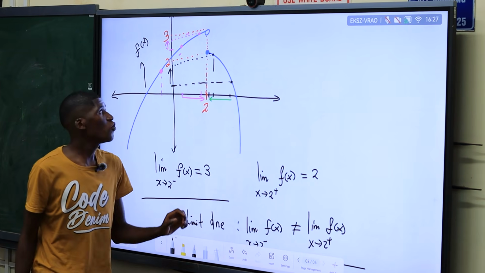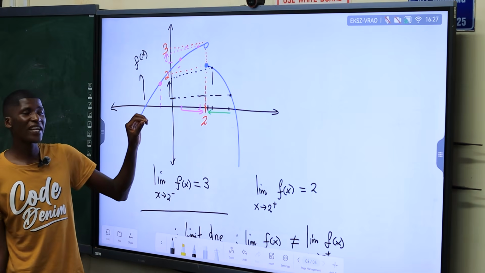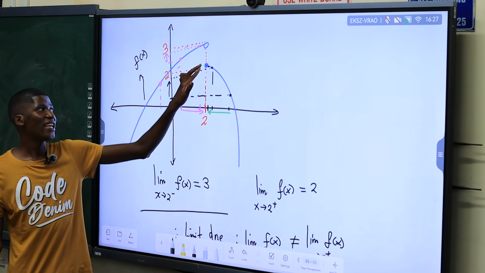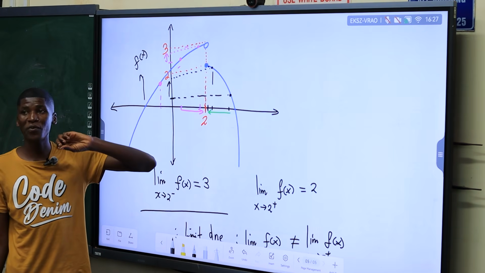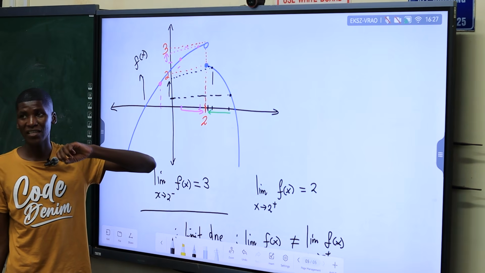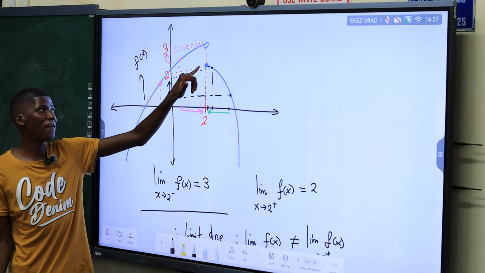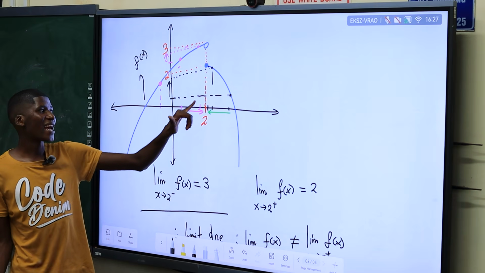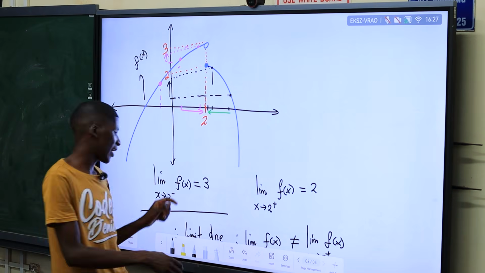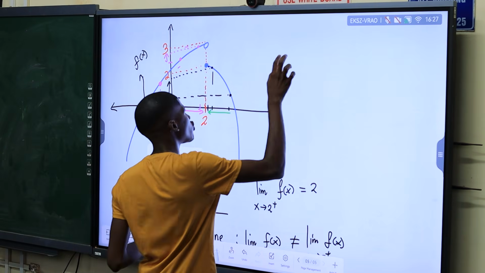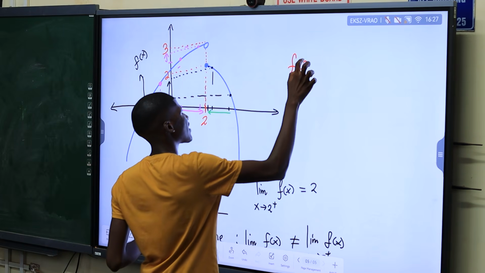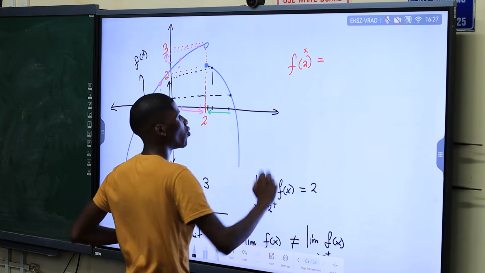Remember, when we define our piecewise function, a shaded dot means that the function is defined at that point. The function is defined at this point. What is f at 2? What is the function value when x is equal to 2?